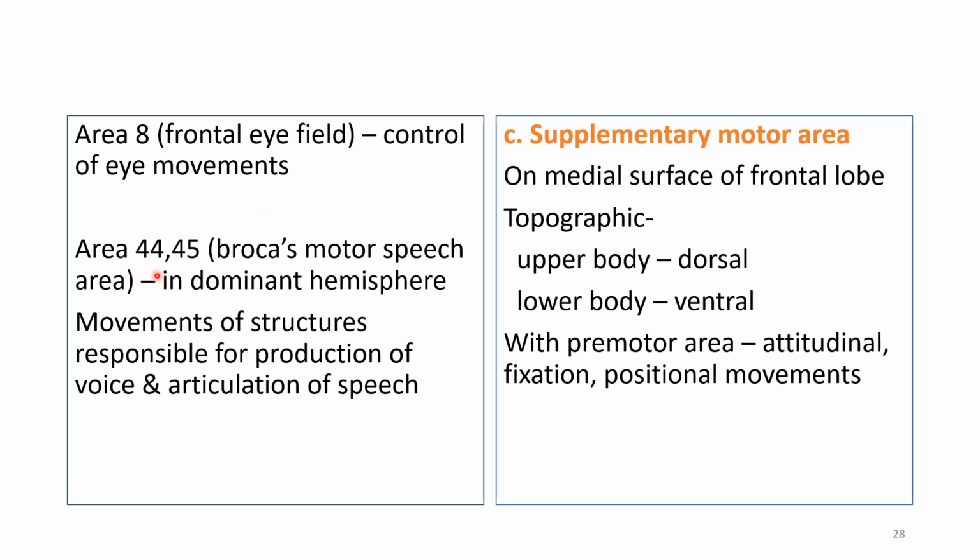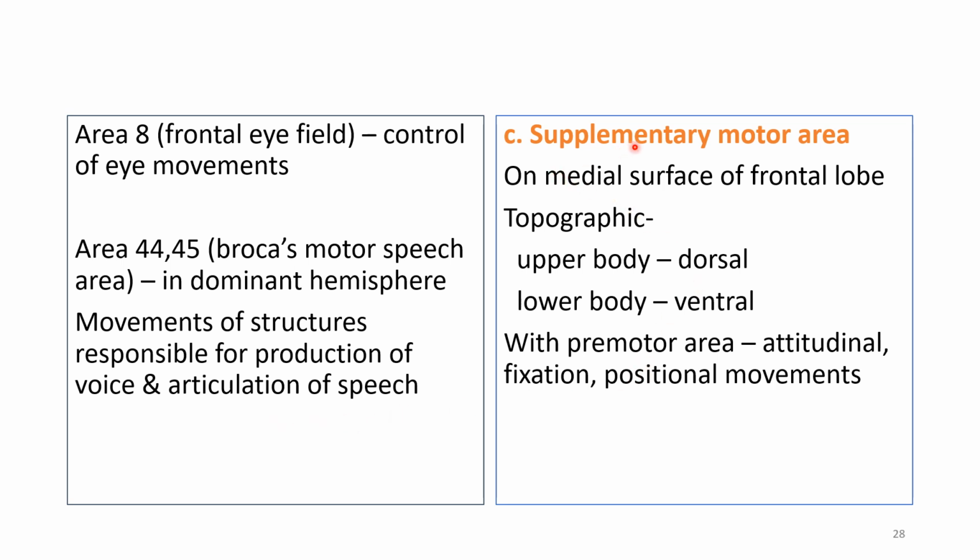Next, coming to areas 44 and 45, they are Broca's motor speech areas in the dominant hemisphere. They are helpful for movements of the structures which are responsible for production of voice and articulation of speech.